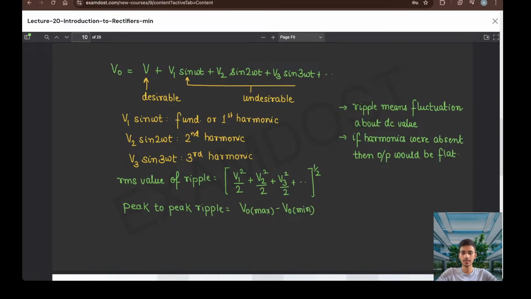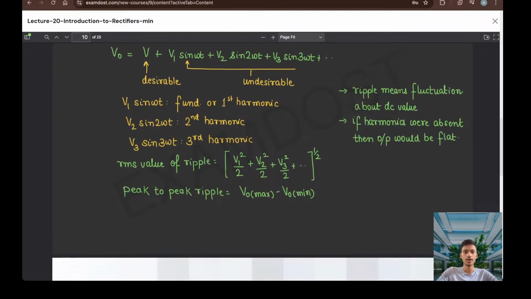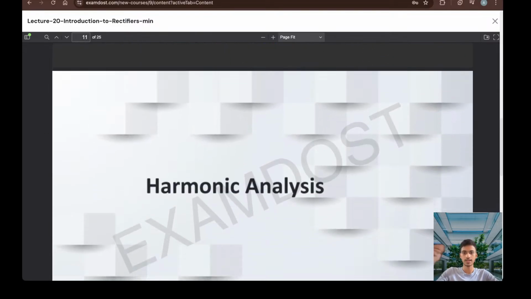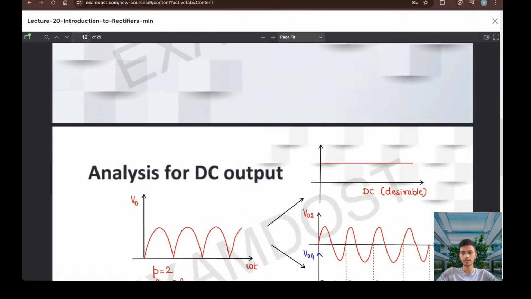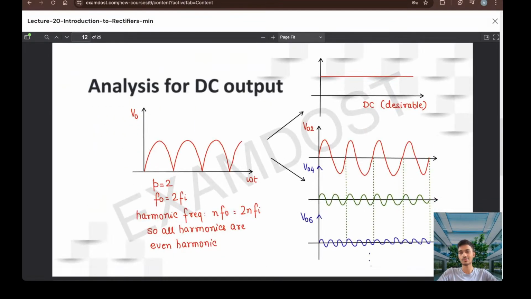Peak to peak ripple is VO max minus VO min. Ripple means fluctuation about DC. Pretty simple. If harmonics were absent, then the output would be flat. We need to remove the harmonics, that is the undesirable part. Got it? Let's see how the harmonic analysis is done.